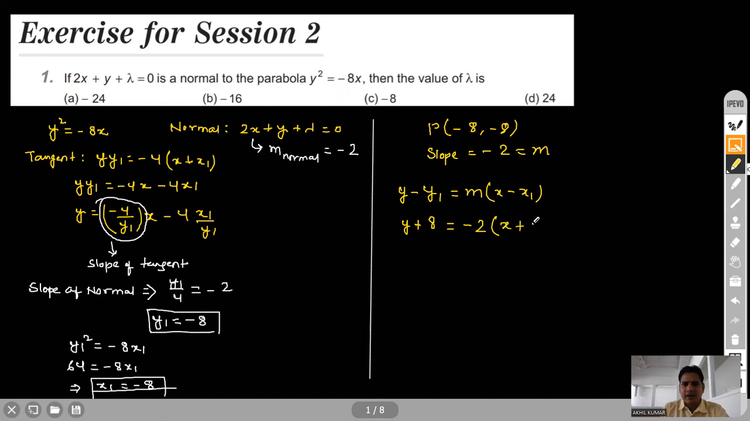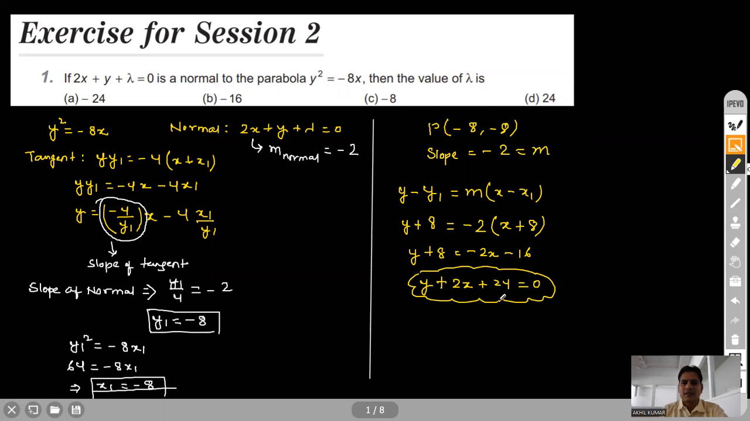X minus x1 will be x plus 8. Is it okay? So basically it will become y plus 8 is equal to -2x minus 16. So our equation of normal comes out to be y plus 2x plus 24 is equal to 0. This is our equation of normal, right?